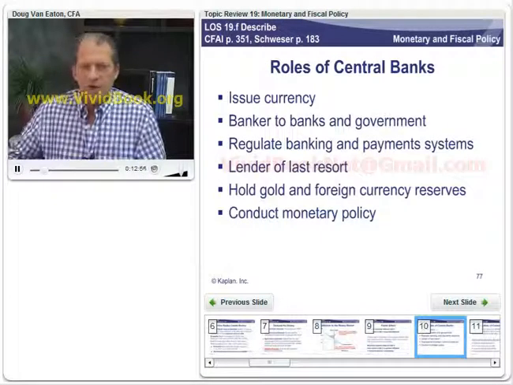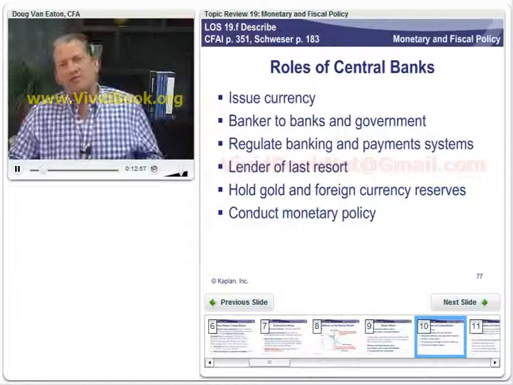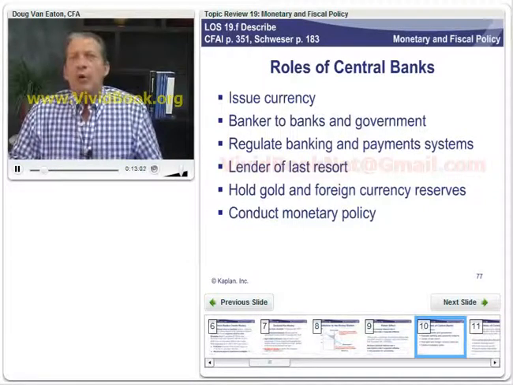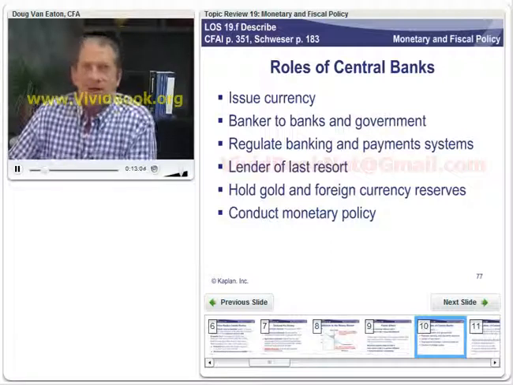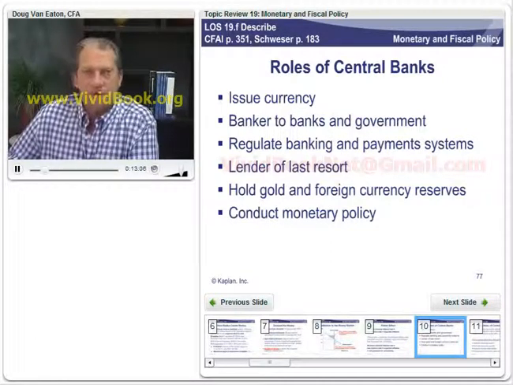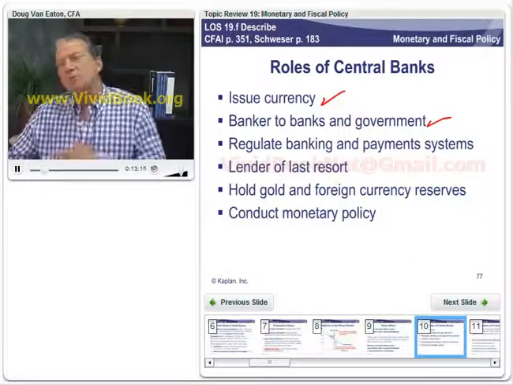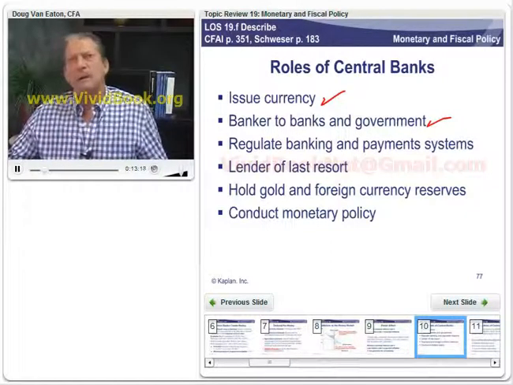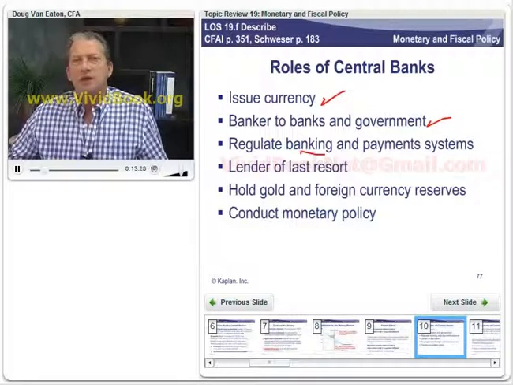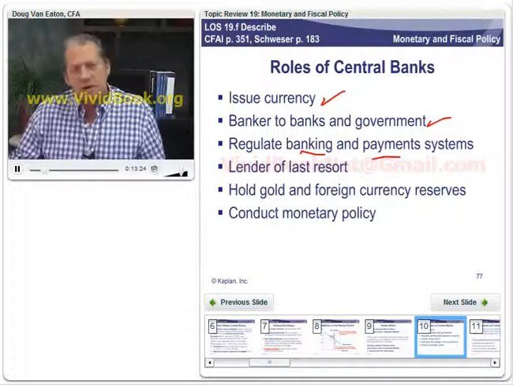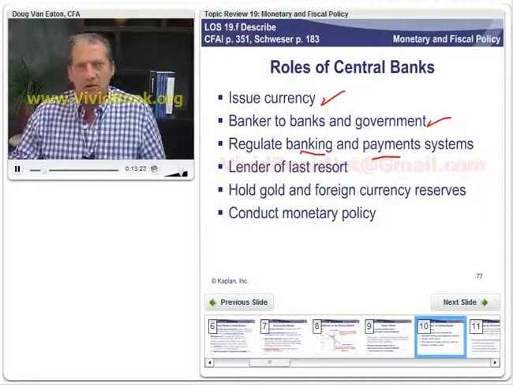Okay, now let's start to talk about central banks and how they manage the money supply. What are the roles of a central bank like the U.S. Federal Reserve? Well, they issue the currency. Okay? They're the banker to banks and government. They hold the reserve deposits. Remember our reserve requirement? Okay. They regulate the banking industry and the payment systems, not completely. There's other agencies that do this, but they do have some role in regulating the banking system.